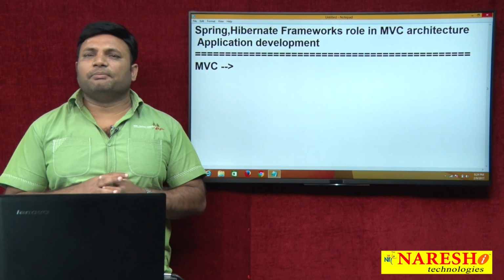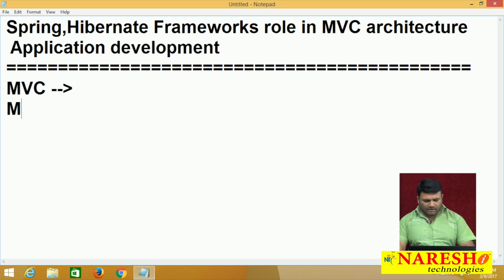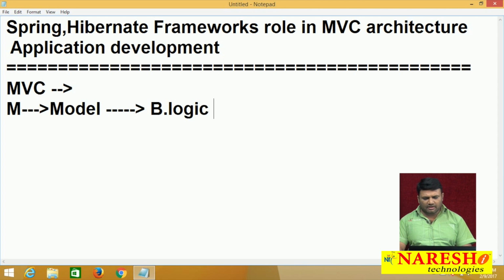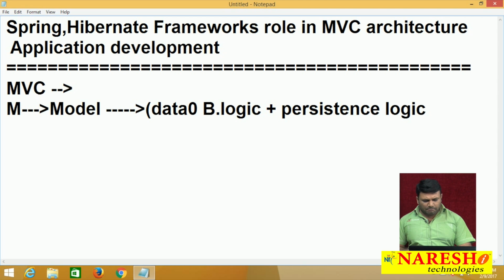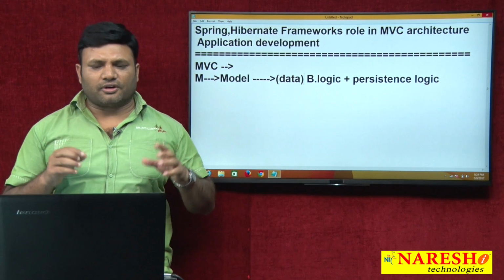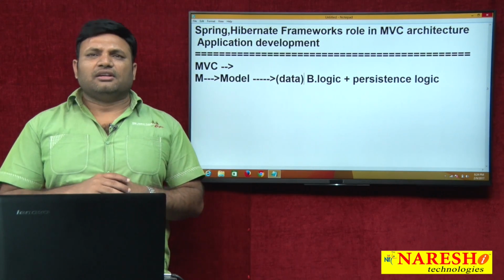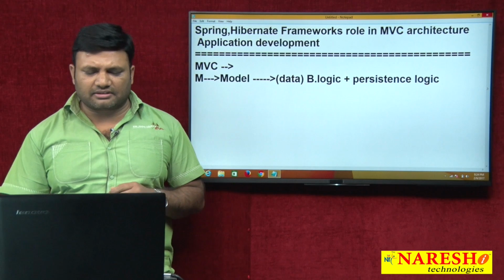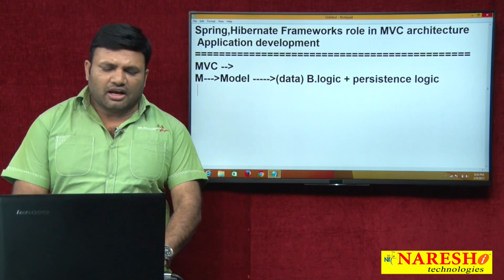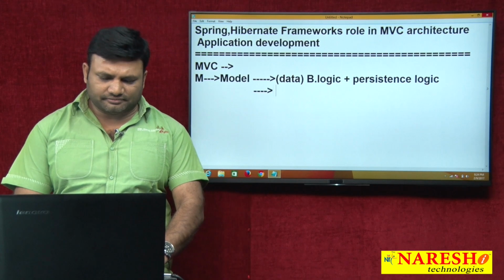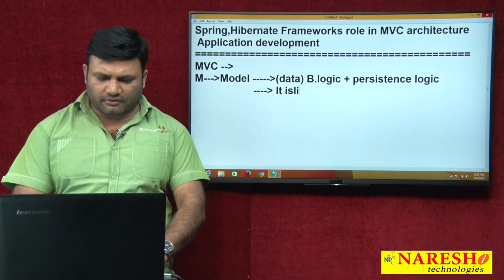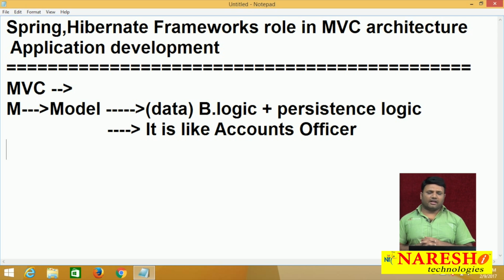So let us try to understand the basics of MVC. M for model. This model talks about business logic plus persistence logic. Actually model means data, but generally this data comes because of business logic and persistence logic. M for model. Model speaks about data. For explanation purpose, I call model like an accounts officer.